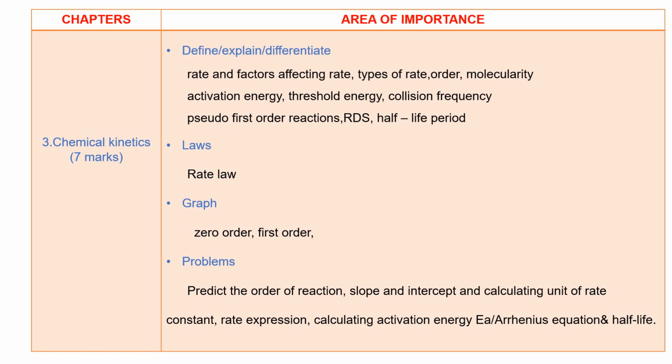Unit 3, Chemical Kinetics. Total marks allotted for this chapter is 7 marks. In this unit, study the definitions of rate, order, molecularity, then factors affecting the rate, activation energy, threshold energy, collision frequency, pseudo first order reactions, rate determining step, and half-life period. Give importance to the rate law and rate law expression.